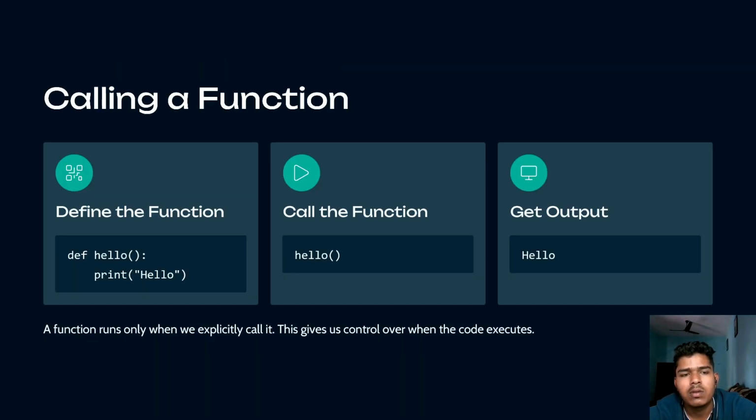For defining the function, we use def. Def hello, round brackets, print hello. Then the second step is to call the function. For calling the function, we use hello with round brackets. Then the third step is to get the output. For output, we get hello. So a function runs only when we explicitly call it. This gives us control over when the code executes.